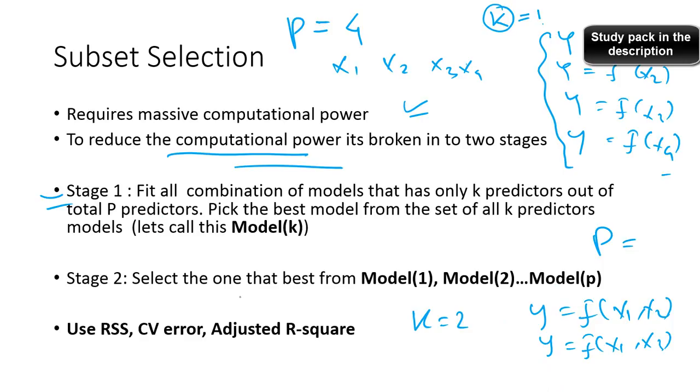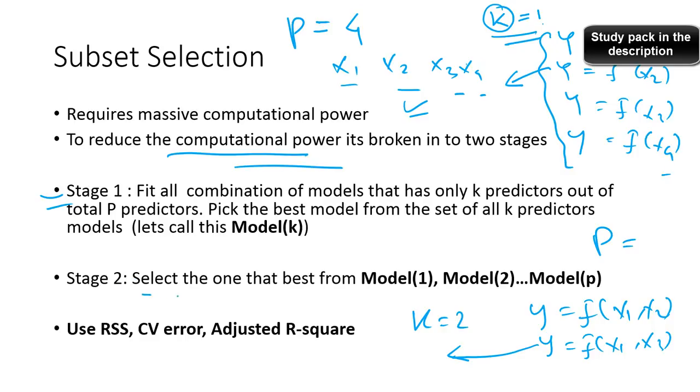Alright, so that's the way you calculate the first stage. And the second stage, out of whichever model has been selected from each case, like when k equal to 1, let's say this model has been selected. When k equal to 2, the second model has been selected, and when k equal to 3, you will have another model to be selected, right? When k equal to 4, you will have x1, x2, x3, x4, only one model, and that is going to be the final model. So for each k, you will have one best model out of these groups.